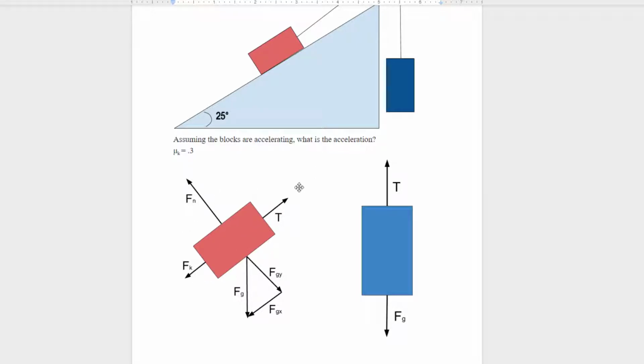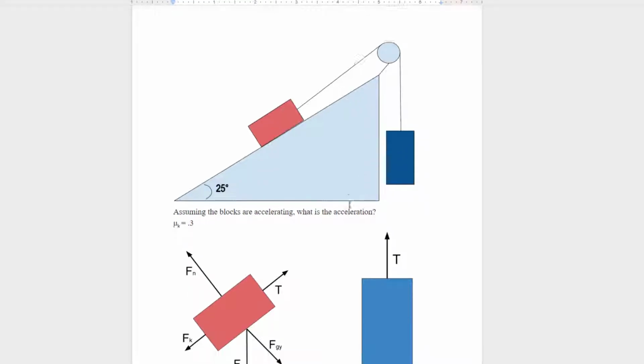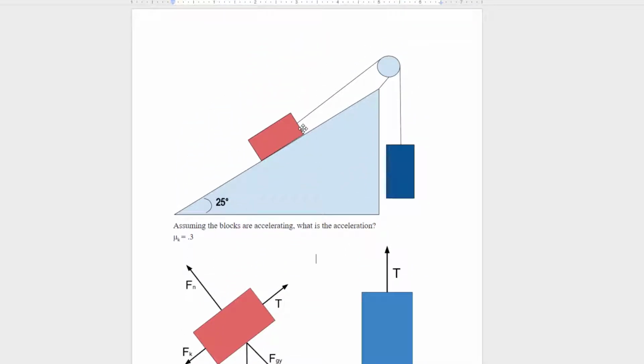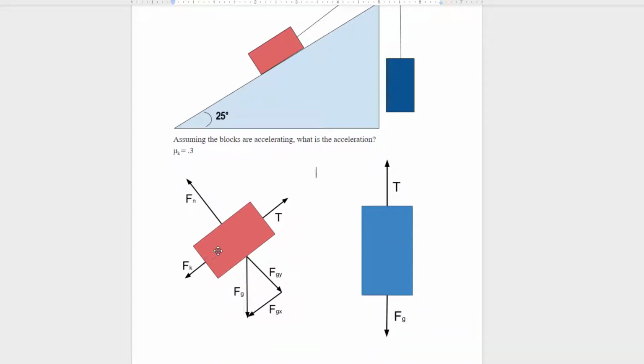So we're going to start with this red block right here. In the x direction, we're going to assume this is the x direction. It flows this way. We have the tension, which is connected to block 1 and block 2, pulling it this way. And we have the force of kinetic friction diverting it this way, to the left.